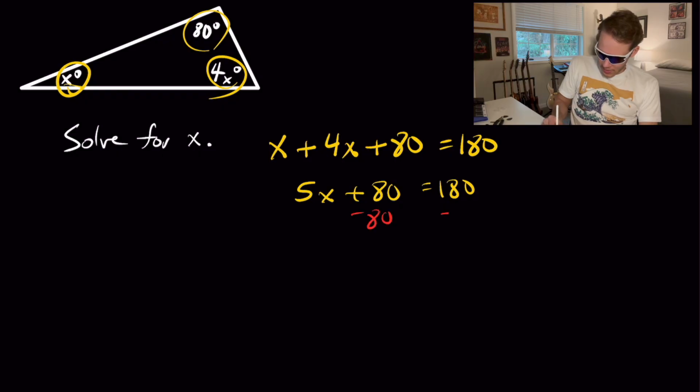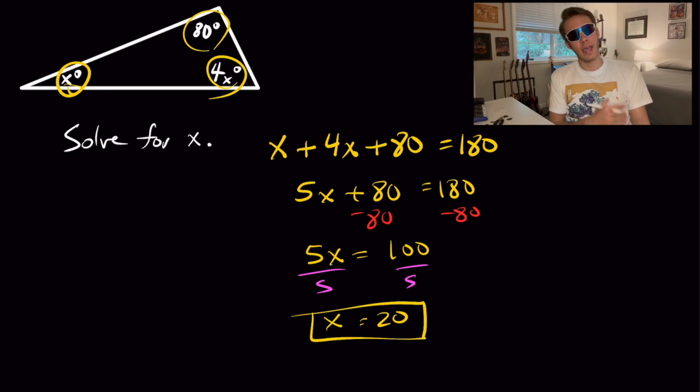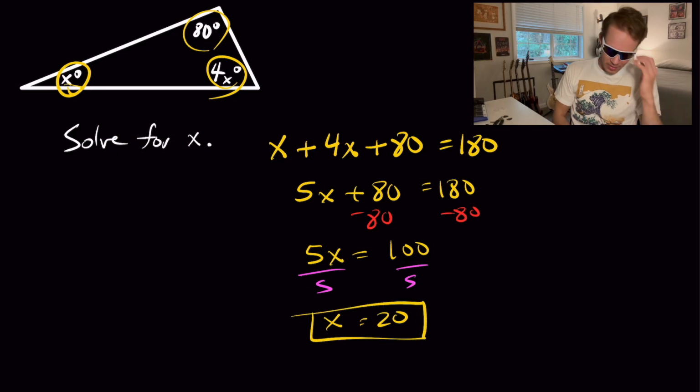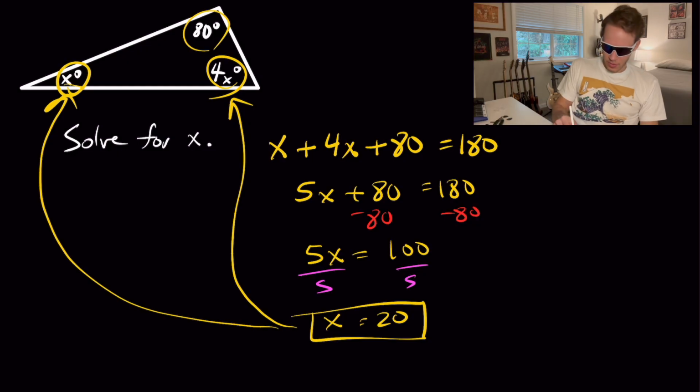Next, I'm going to subtract 80 from both sides. We'll get 5x is equal to 100. And then we want to get x by itself, so I'm going to divide both sides by 5. We'll get x is equal to 20. Now, if you wanted the exact angle measurements in this triangle, you would plug 20 back into x. So this angle stays at 80. This one would also be 80. And then this one over here would be 20 degrees.